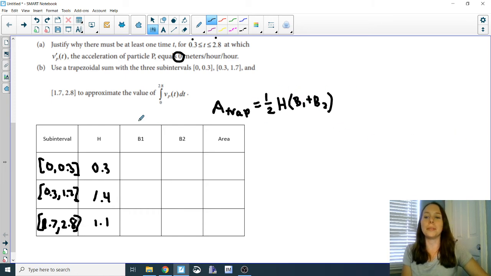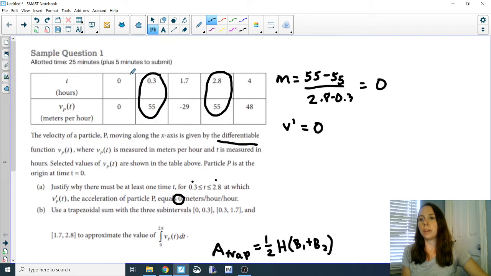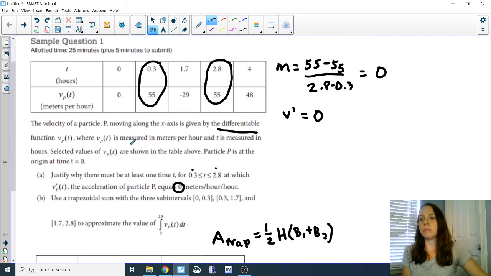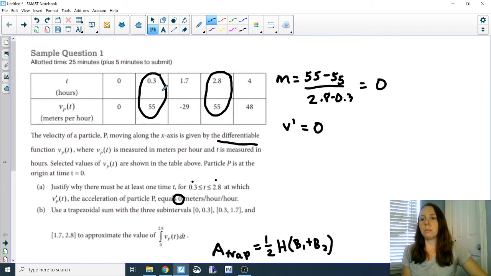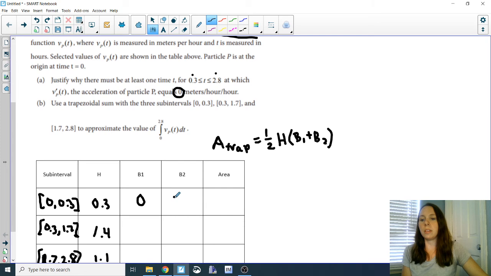Okay, so that's why I have these columns set up. All right, now for the bases. For each base, all you need to do is look at the function value at each endpoint of your subinterval. So I'm going to go up here and look at when time is 0, my velocity is 0. That's my base 1. When time is 0.3, my velocity is 55. That's base 2.